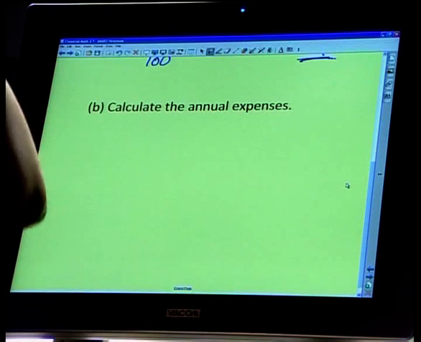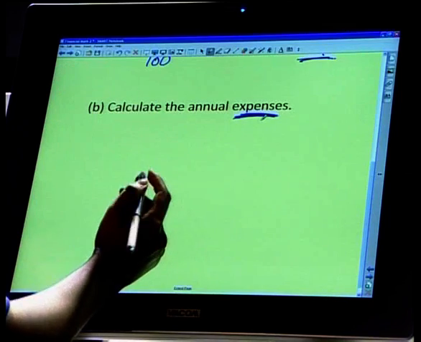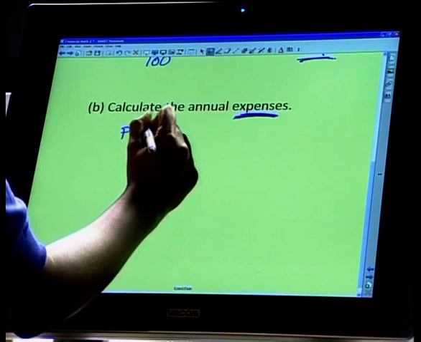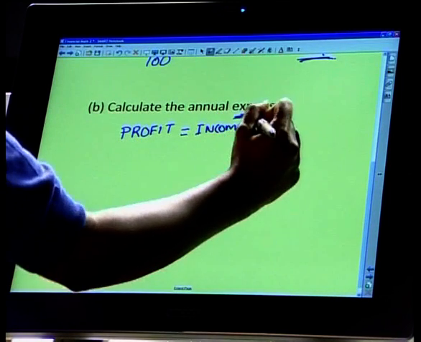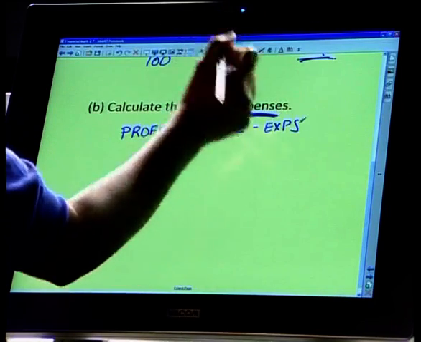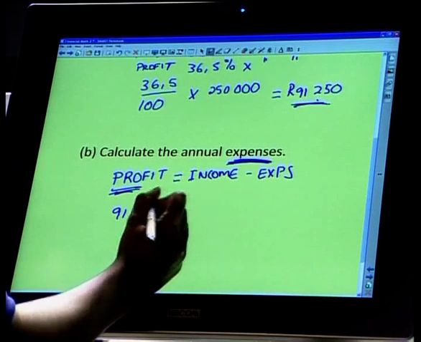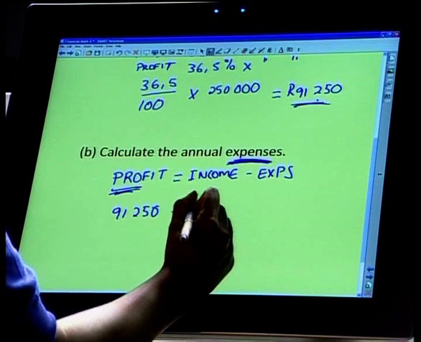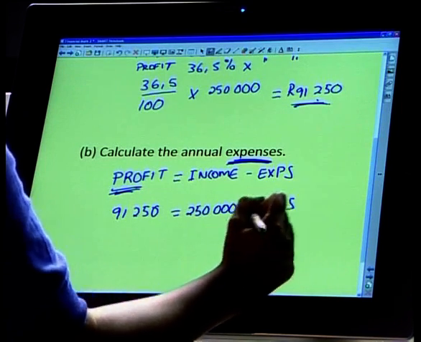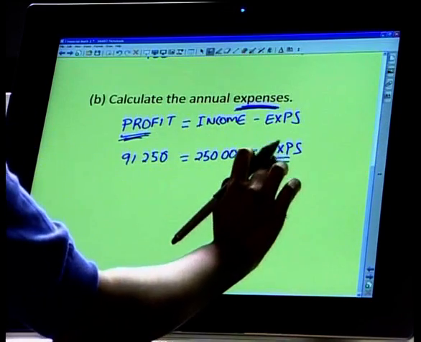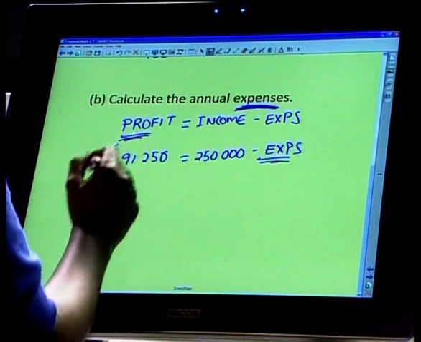They would then like us to find the annual expenses. Expenses, remember, all the costs that this company has incurred. We know that profit we can work out by saying income minus expenses. We have just worked out that the profit is 91,250 Rand. We know that this business has made 250,000 Rand of income, and what we would really like to work out is the expenses. Okay, so if I want to get to expenses, I'm just basically changing the subject of this formula. Profit is equal to income minus expenses.